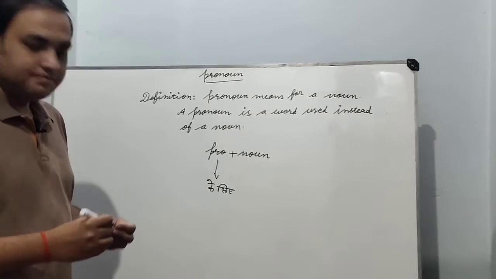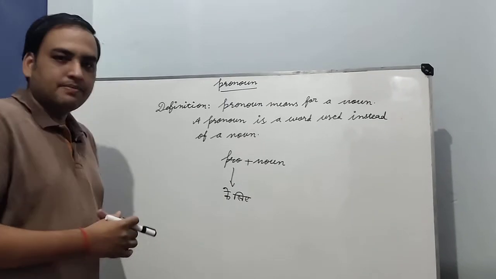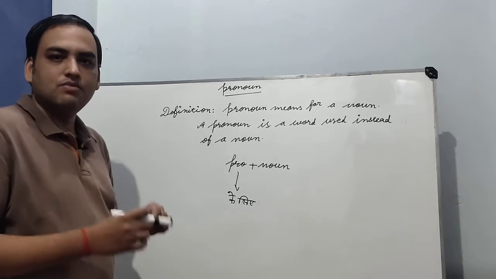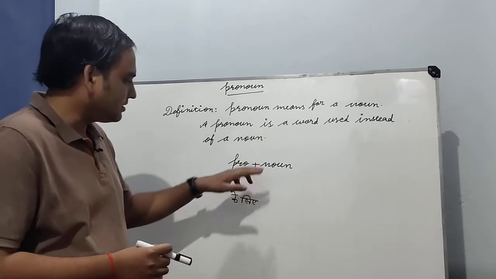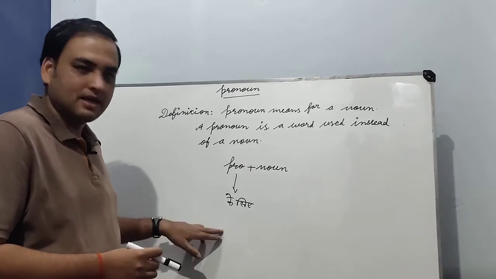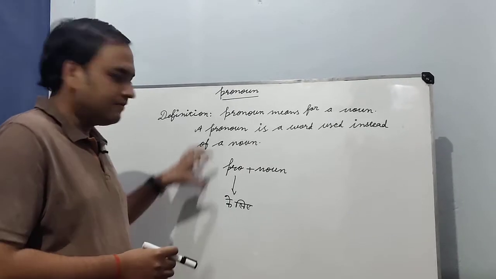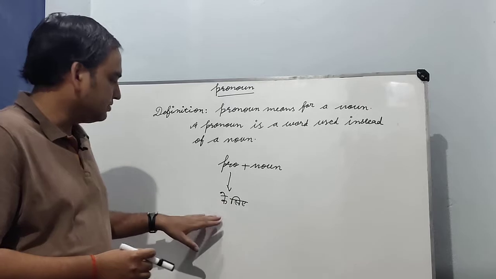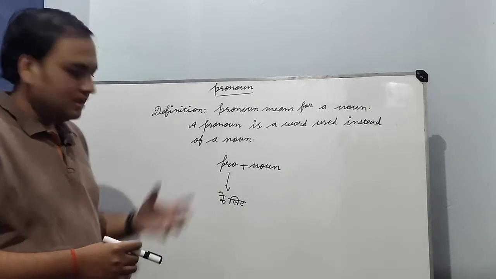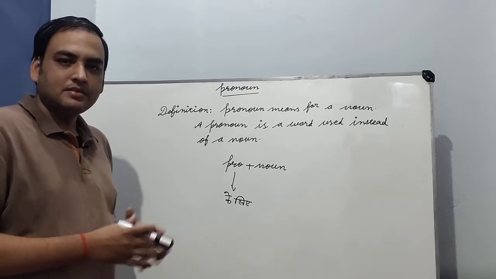So we will explain why the pronoun is used. Pronouns are the words used at the place of noun. Okay, what is the meaning of pro? के लिए. The words are used for noun. Noun के लिए जो words use किए जाते हैं, these are called pronoun. Okay, so this is the definition.